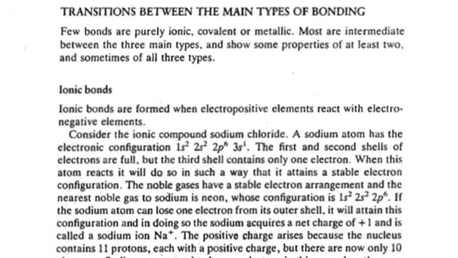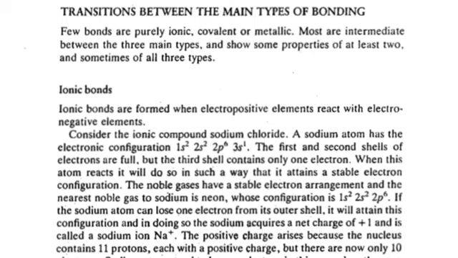So, the transition between the main types of bonding. Few bonds are purely ionic, covalent or metallic. Most are intermediate between the three main types and show some properties of at least two. Ionic bonds are formed when electropositive elements react with electronegative elements. Consider the ionic compound sodium chloride.